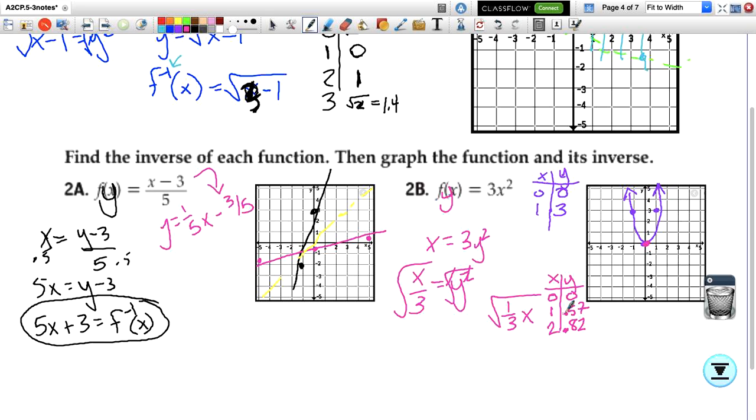Okay? So I'm going to graph these now. I'm going to go over 1, up about a half. I'm going to go over to 2, up to 0.8. And you can imagine this is very steep going right now.